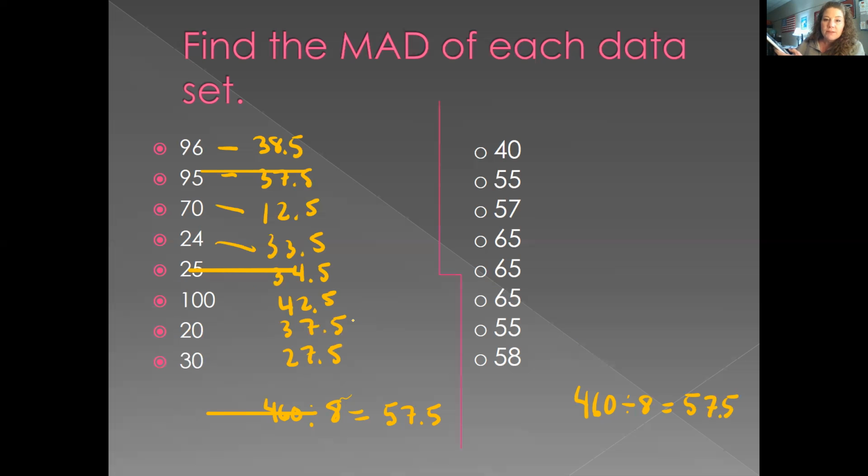All right, folks, so step 1, find the mean. Step 2, find the difference between each data point and the mean. And then the last step is to find the average of the differences. So we're going to add together the differences, 38.5 plus 37.5 plus 12.5 plus 33.5 plus 34.5 plus 42.5 plus 37.5 plus 27.5, divided by 8. And the mean absolute deviation is 33.